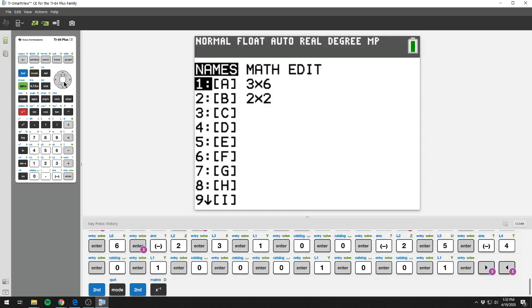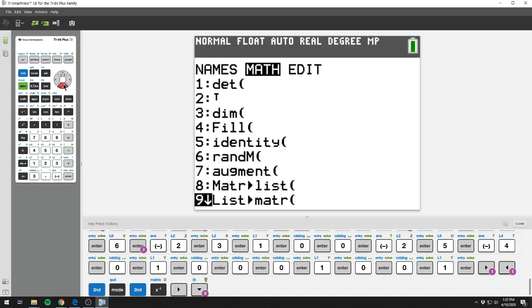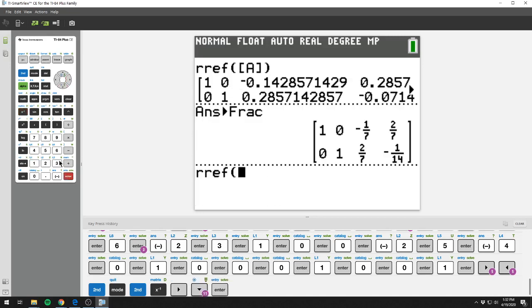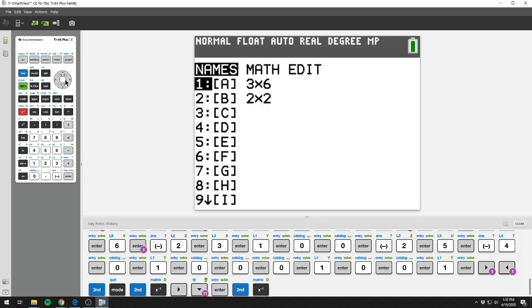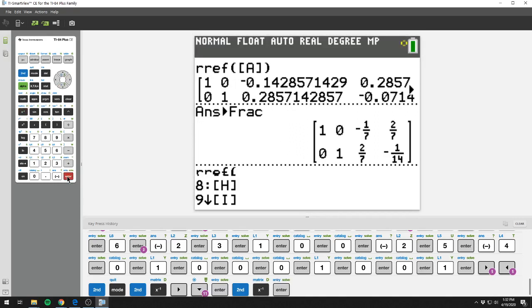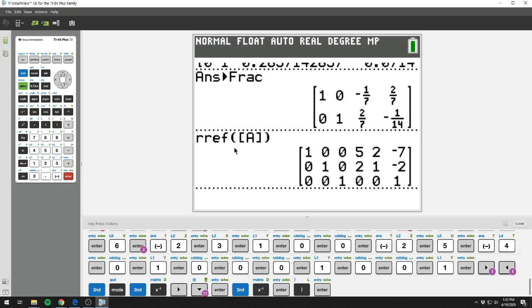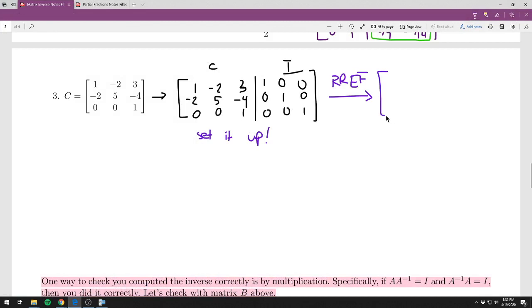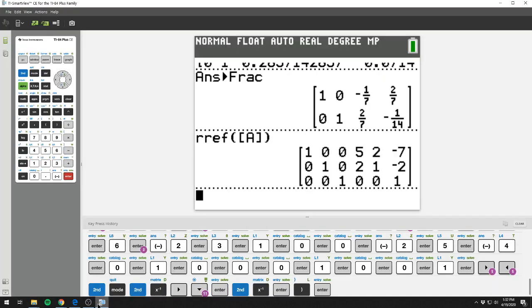Then same thing. Matrix, go down to the math menu, go down to RREF, and we want to put the matrix that we wrote it in as, which is matrix A again. And if you end up with messy decimals, remember, switch to a fraction the way we did it. But this one, we do get the identity matrix on the left side, which means the right side is in fact the inverse.